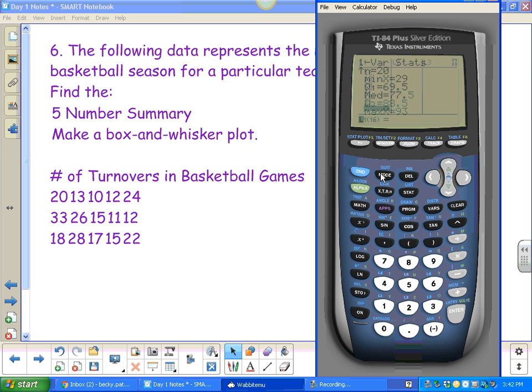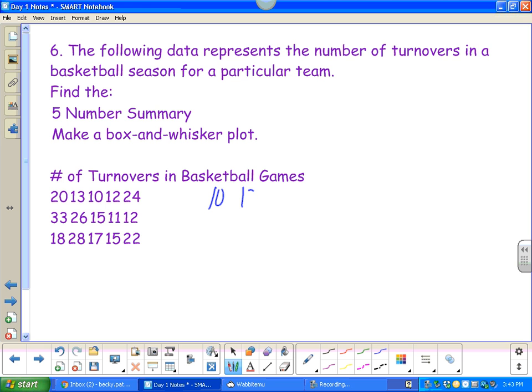Okay, quit, stat, calc. And I don't want this stuff at the beginning. I want it all the way down here at the end. So my 5-number summary is going to be 10, 12, 17, 24, 33.